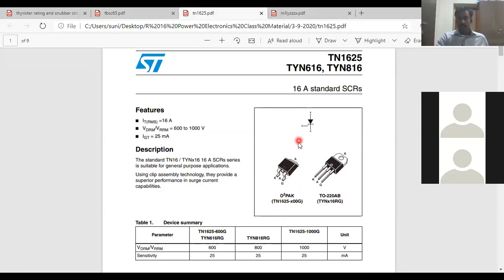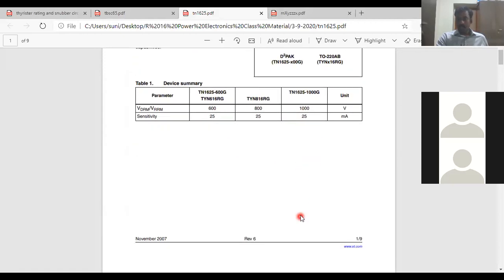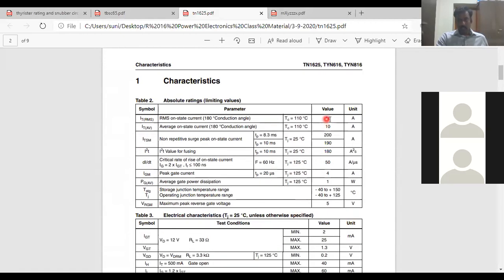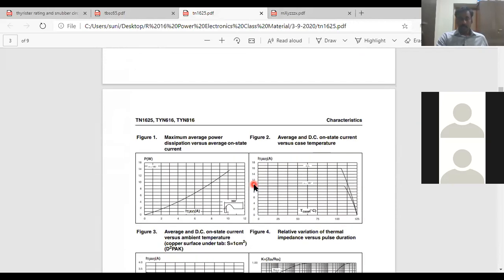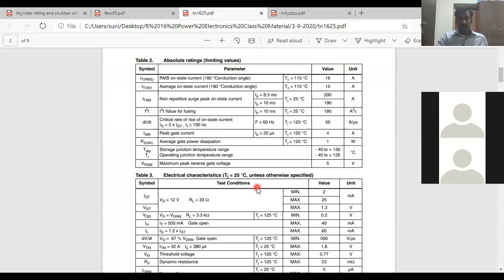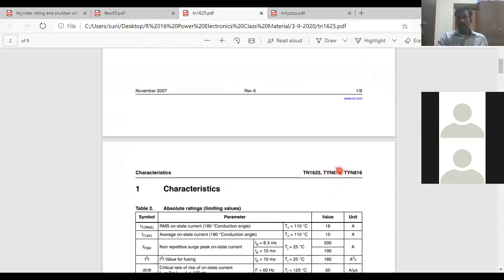Okay, this is going to be the package which is going to be considered as 1625. Whenever you consider this 1625, it is going to have a voltage rating of 600 volts and current sensitivity of 25 milliamps. So you may consider the ratings provided here: 16 amps, and you will have all the specifications related to this. Power dissipations, all these can be downloaded. This 616 is going to be 16 amps for 600 volts, and 816 is going to be for a voltage of 800 volts and 16 amperes.